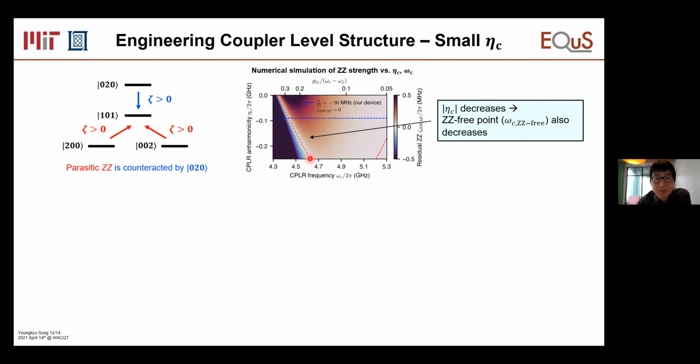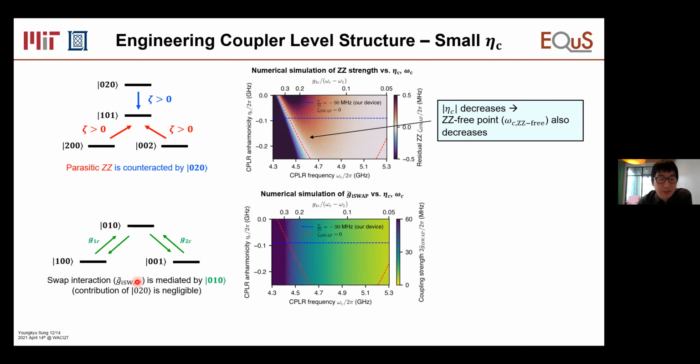And this makes sense because with smaller coupler anharmonicity, we need to push down the coupler frequency more to use this 0-0 state as a counteractive interaction to cancel out the parasitic ZZ due to the second excited state of the transmon qubit. And another thing that we consider is that the swap interaction strength itself is mediated by 0-1-0, which means that the contribution of the second excited state of the coupler is negligible.